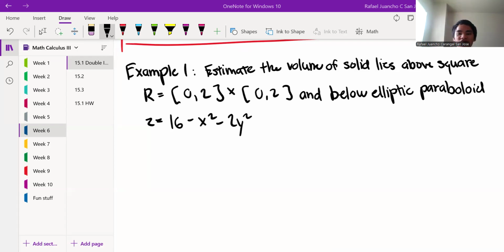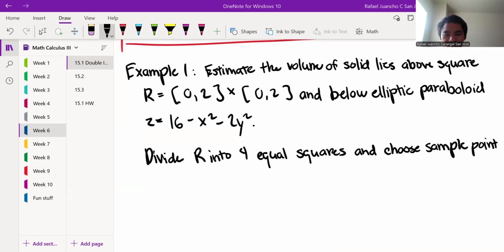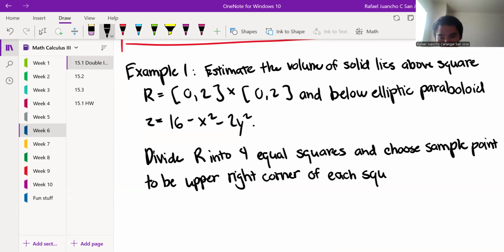Here we want to divide R into 4 equal squares. We want to choose the sample point to be the upper right corner of each square. So we have a square, we divide it into 4 equal squares, and then we choose a sampling point. This sample point is going to be the upper right corner of each square. And we're going to name each square R sub ij. That's how we're going to denote each square.